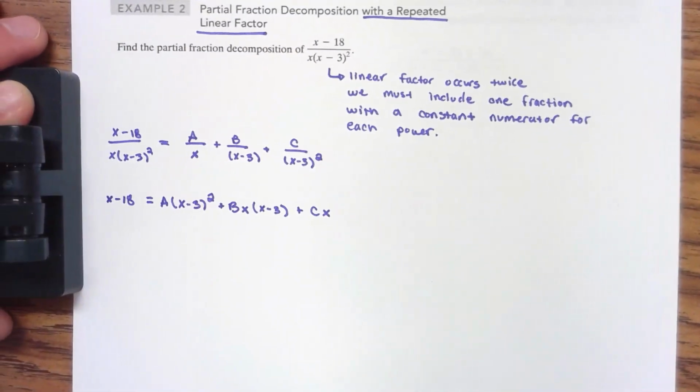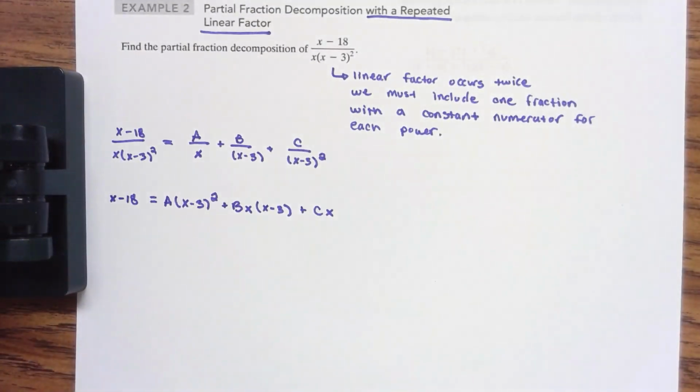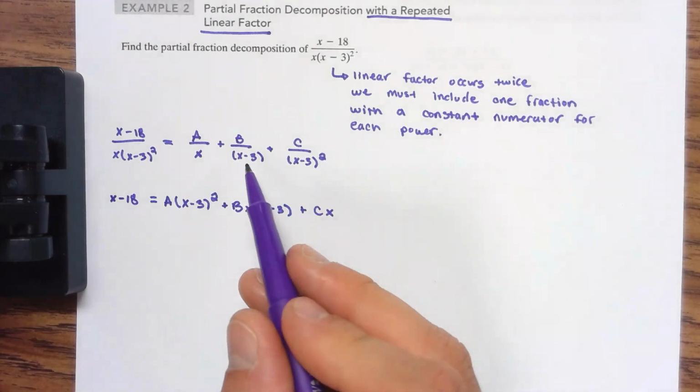And any questions up to this point? Because now we have a lot of simplifying to do before we jump into the system. So why is it that C has x minus 3 squared if it's all separated out?